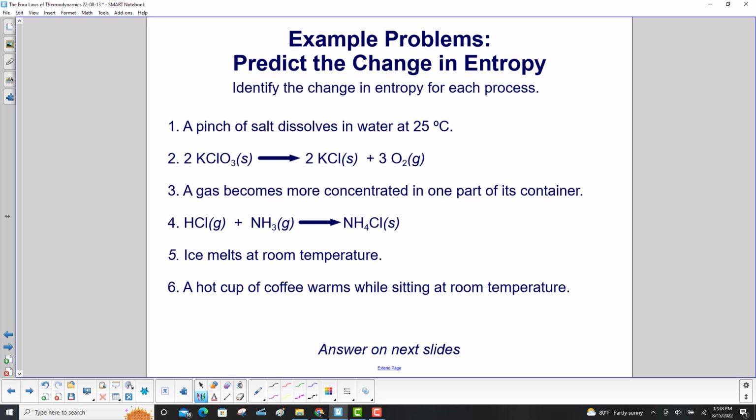Let's work through some problems where we will predict the change in entropy. We have a pinch of salt dissolving, potassium chlorate turning into potassium chloride and oxygen. A gas gets concentrated more in one part. We have hydrogen chloride plus ammonia turning into ammonium chloride. Ice melts at room temperature, and a hot cup of coffee warms while sitting at room temperature.